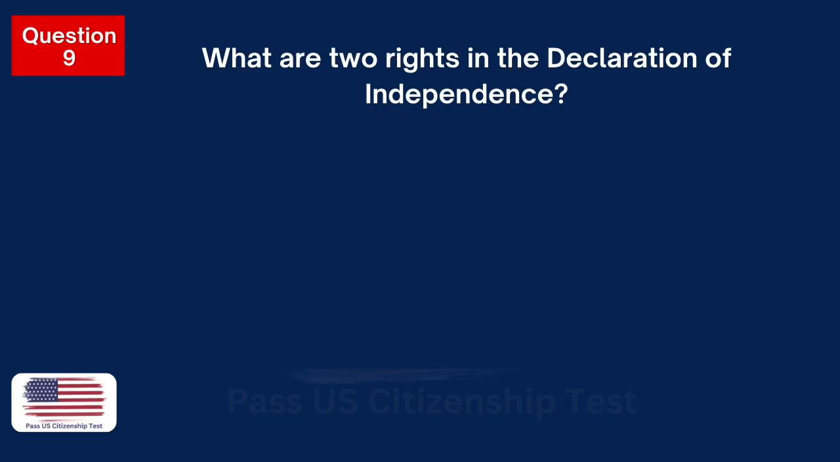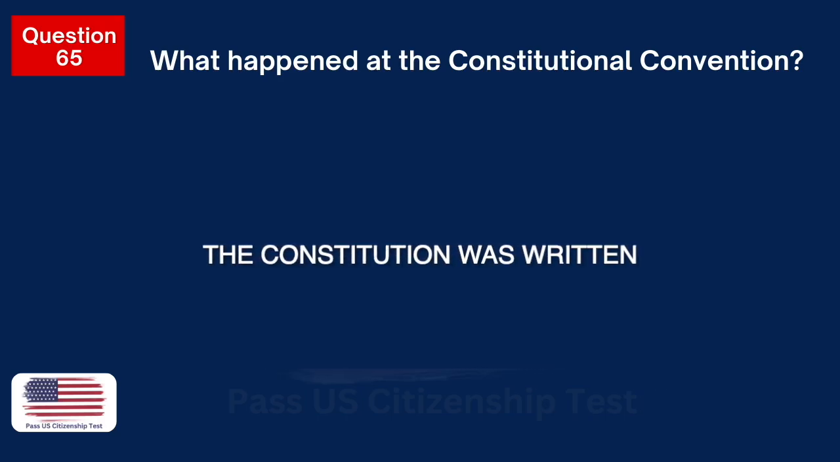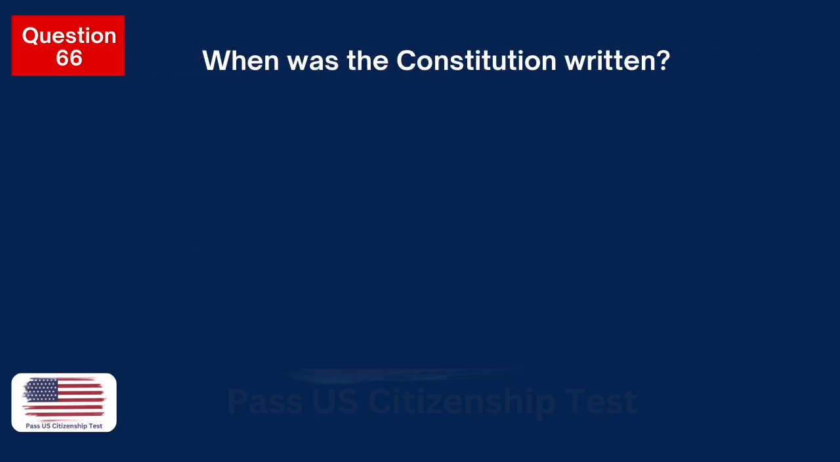What are two rights in the Declaration of Independence? Life, liberty. What happened at the Constitutional Convention? The Constitution was written. When was the Constitution written? 1787.